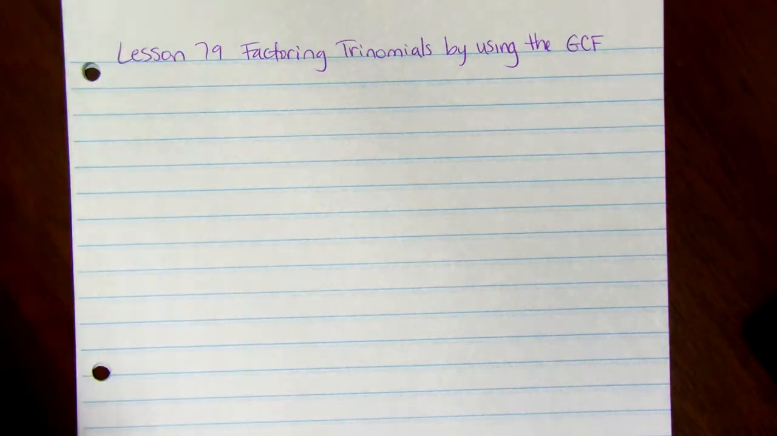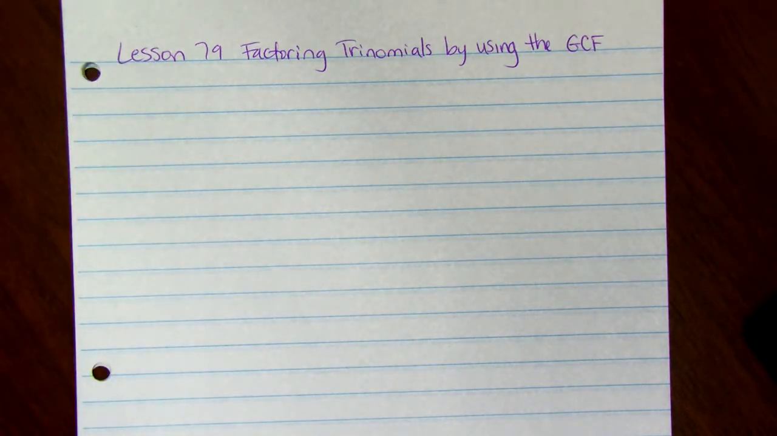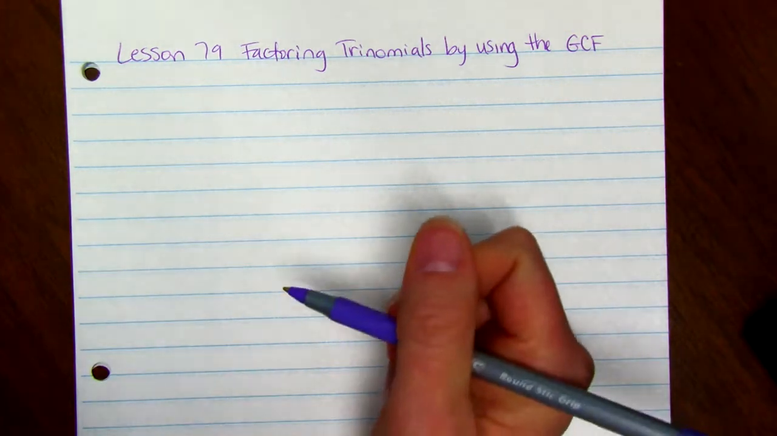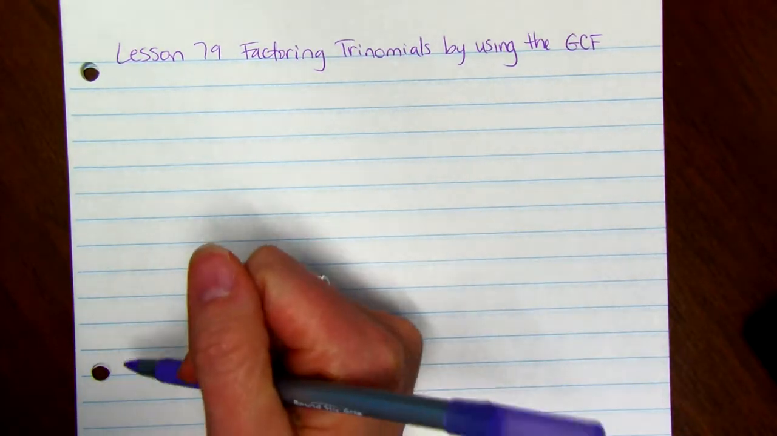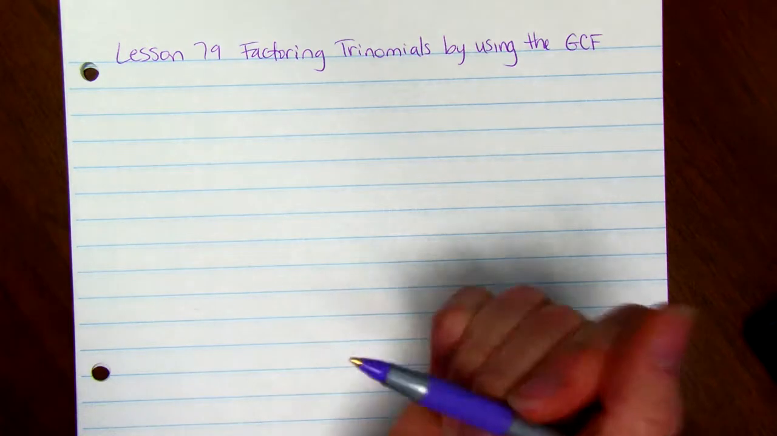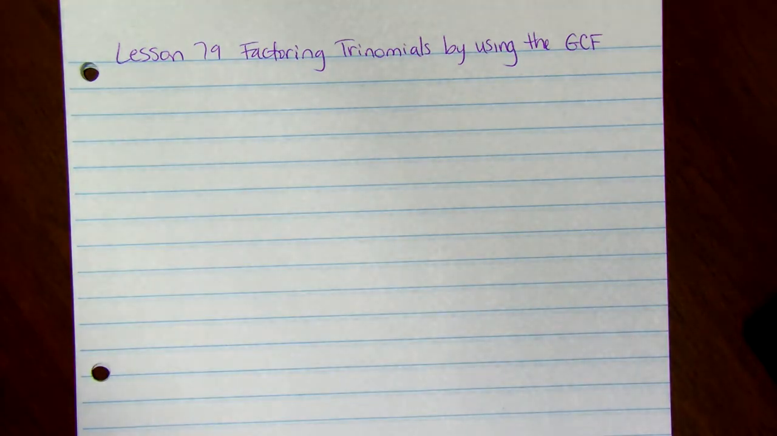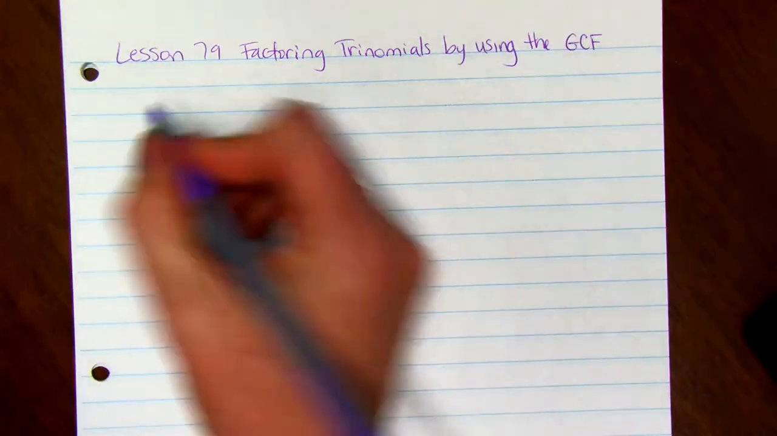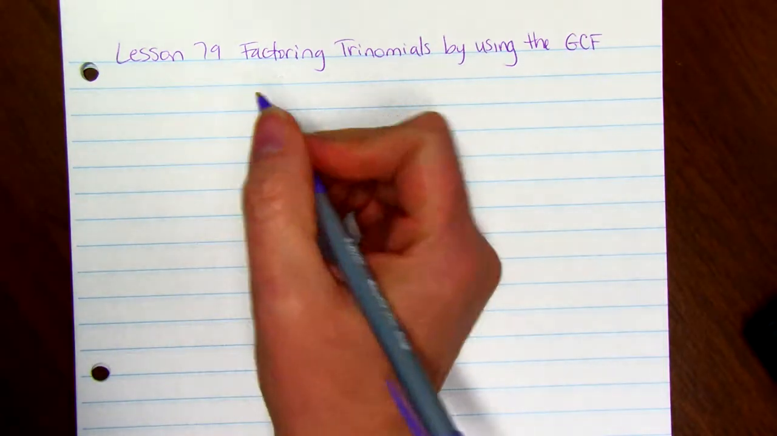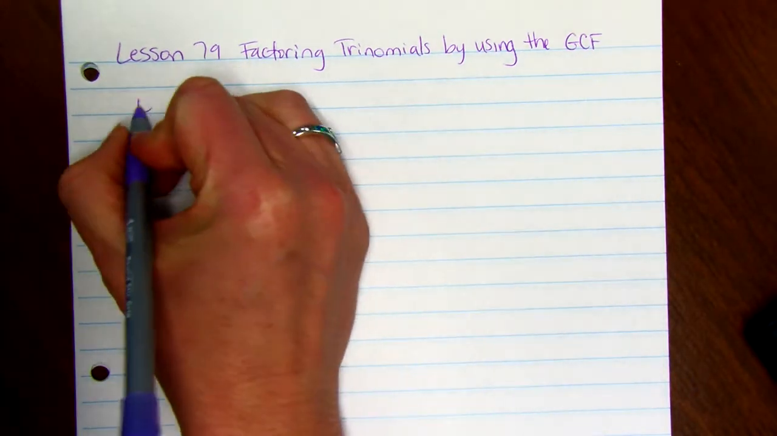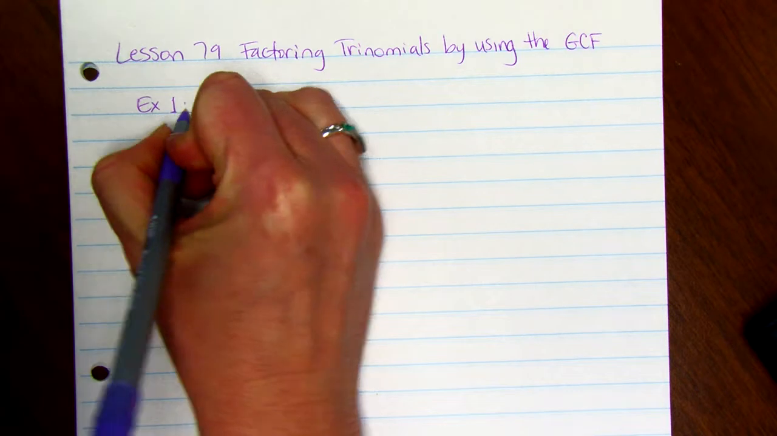So what this is about is when you have a trinomial, you want to look and see if you can factor out the greatest common factor before you factor using the factoring methods that we've talked about. So I just want to do some examples here to show you what I'm talking about.